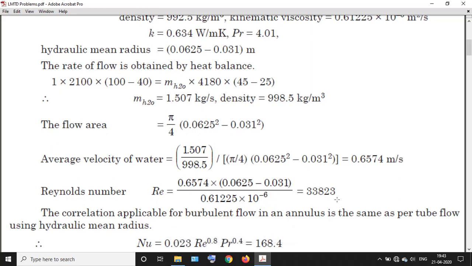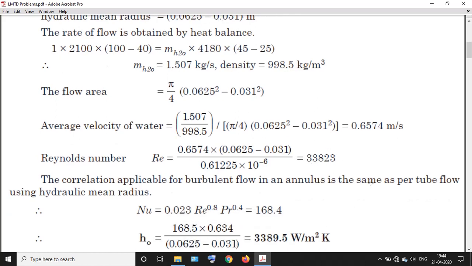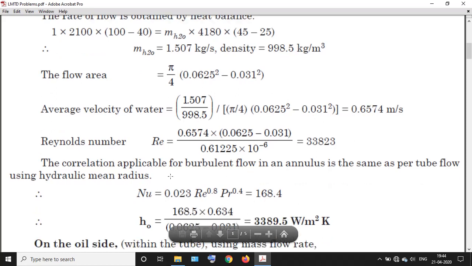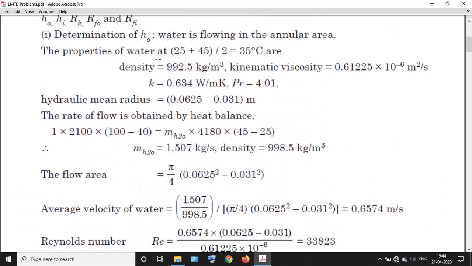Okay, so once Reynolds number is estimated, we will go to the data book page number corresponding to internal flow, and we find that this case is a turbulent case, and for a turbulent case, using hydraulic mean diameter, the empirical correlation for Nusselt number is given as such. From this Nusselt number we will be able to find the outer heat transfer coefficient HO. So this was for the water side.